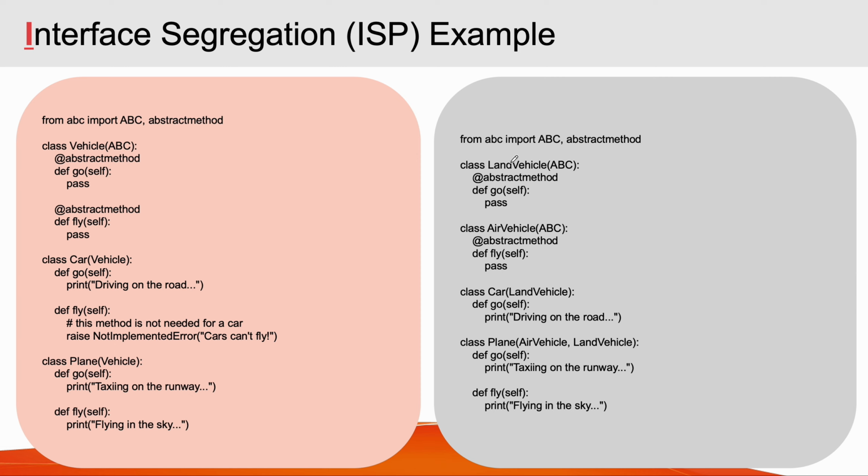I have created two separate base classes. One is land vehicle and the other is air vehicle. So land vehicle can be extended by car, which can implement the go method, right? But for the plane, you can extend both the classes and implement both the methods, because a plane can go on the road and fly in the sky, and we can use multiple inheritance here. Okay, and let's look at the next principle, that is the last one.